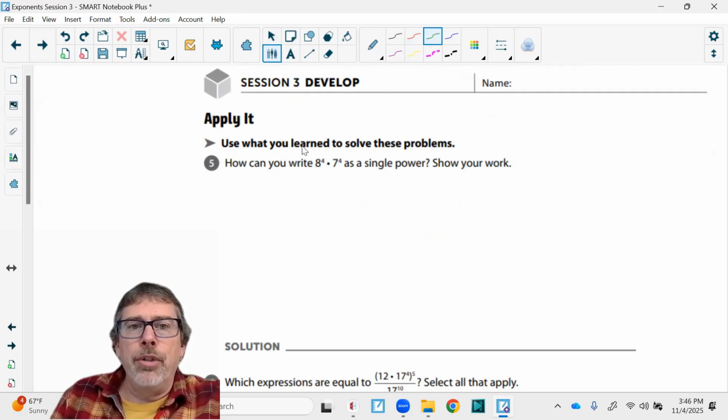Now the apply it. Use what you learned to solve these problems. How can you write 8 to the 4th times 7 to the 4th as a single power, meaning one exponent? Well, all you need to do is take the bases, 8 times 7, and put them to the power of 4 because the exponents are the same.